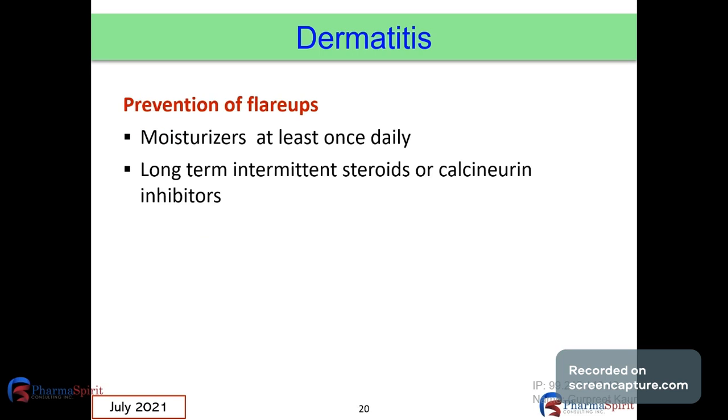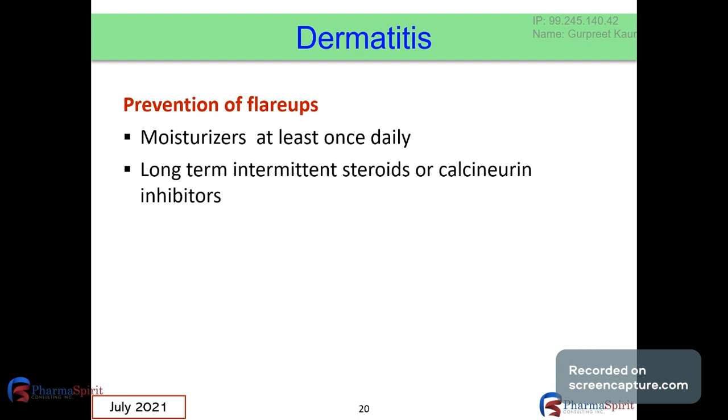So our previous discussion focused on the management of dermatitis, what medications we can give to manage dermatitis. Now we'll talk about the prevention of flare-ups. So the first measure we will use is moisturizers, and the ongoing routine use of moisturizers at least once daily. This is the mainstay for prevention of flare-ups in dermatitis. So any patient with dermatitis, they must use moisturizer routinely, at least once daily.